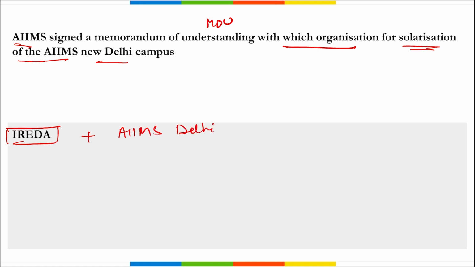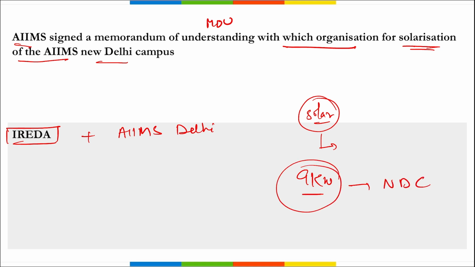They recently signed this memorandum of understanding that will work towards the solarization of the campus of AIIMS New Delhi. Correct? With this, we are aiming to shift from non-renewable to renewable sources of energy, as this AIIMS campus has installed a 9 kilowatt rooftop solar plant at its New Delhi campus, right? And this was set up with the help of IREDA.